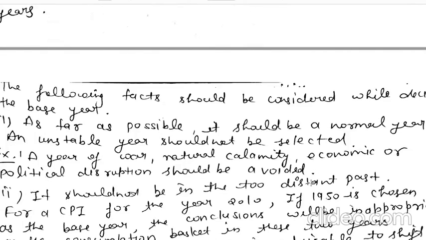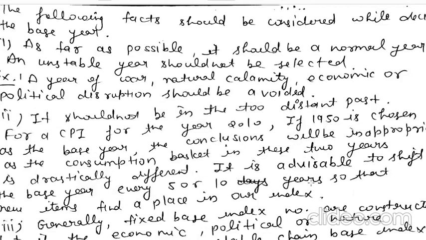The following facts should be considered while deciding the base year. First, as far as possible, it should be a normal year, and an unstable year should not be selected, right? Example, a year of war, natural calamity, economic or political disruption should be avoided here. That means this time COVID-19 is increasing, so this year cannot be a base year, because this year is not a normal year. This is an unstable year, so we cannot choose it as a base year.